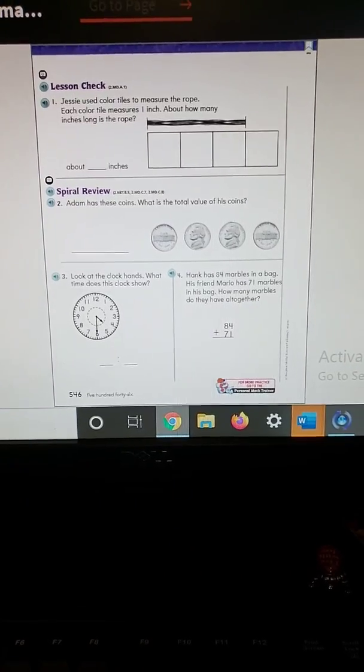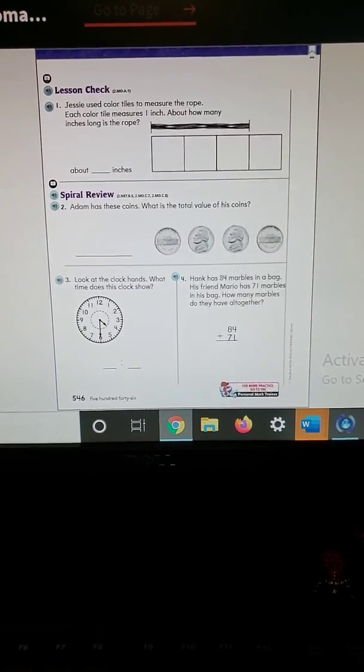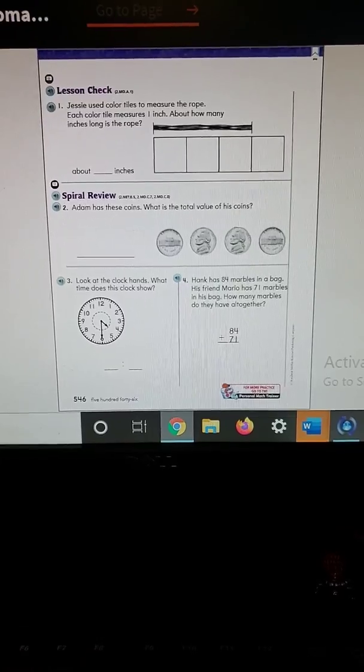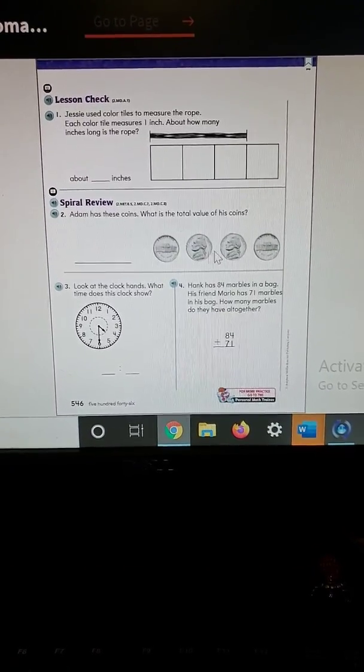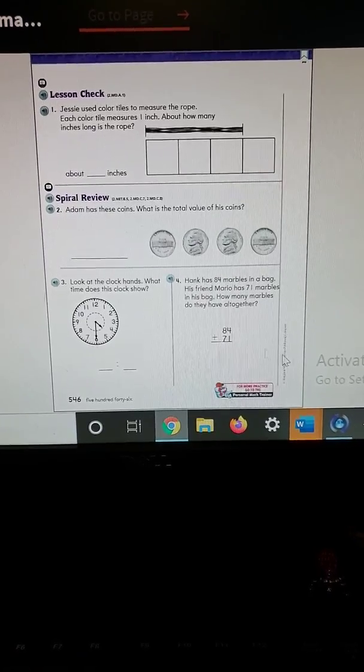And here's your lesson check for the first unit. Remember, our lesson check is on our own, and it's always a review of things that we've already done. So we're looking at money again, and time, and addition.